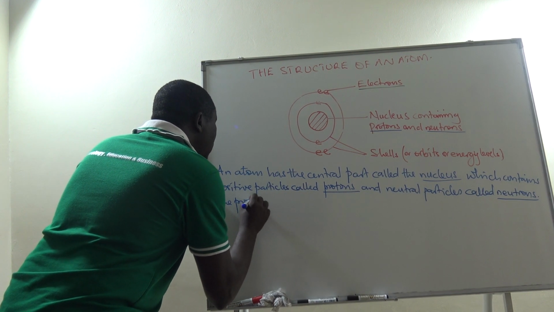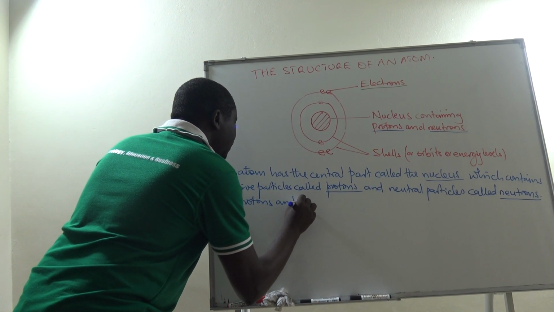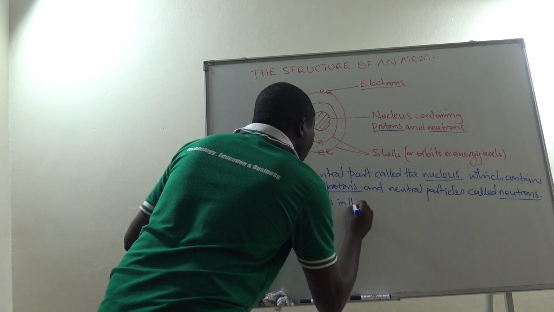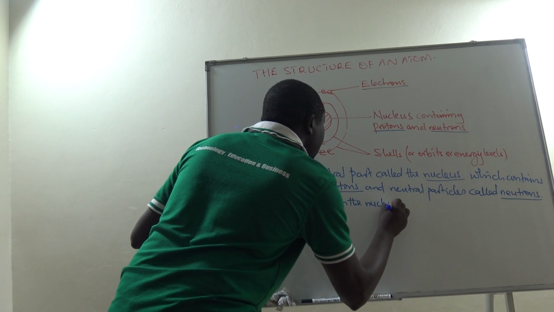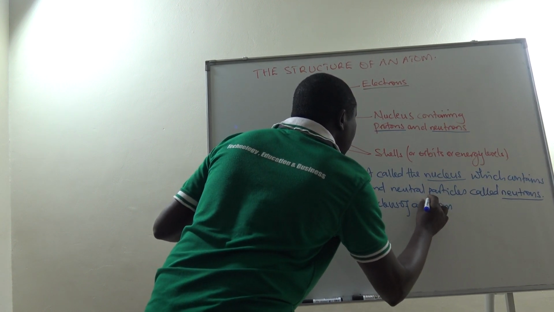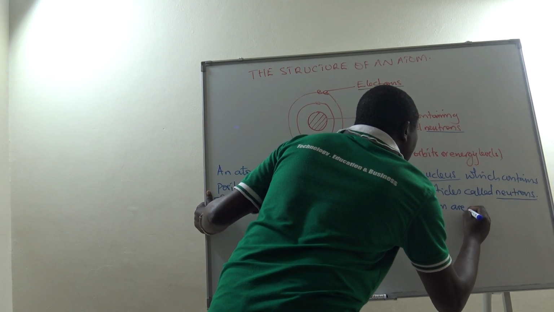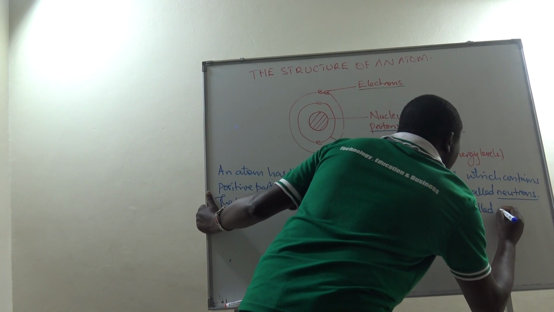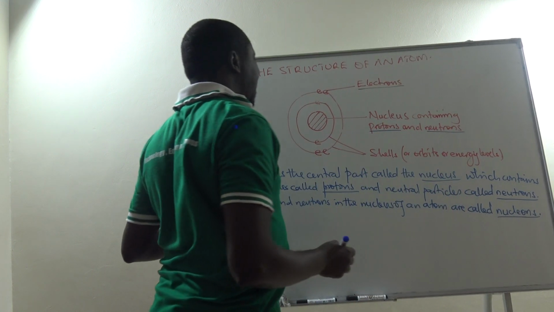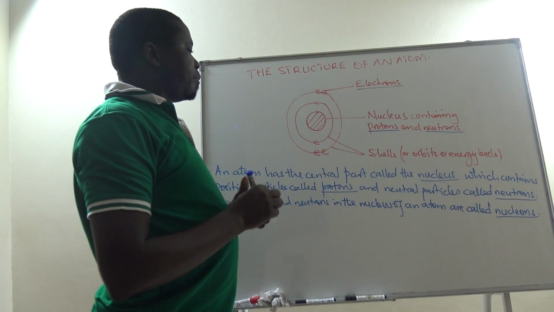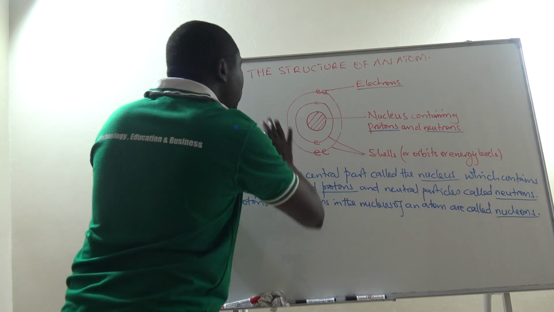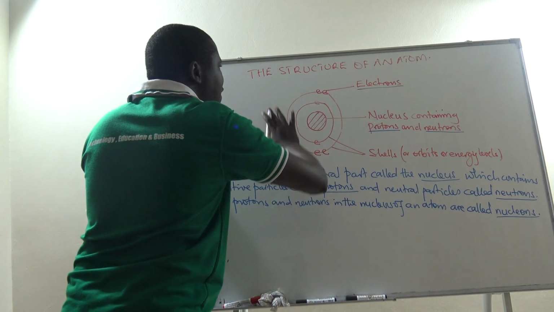So, the protons and neutrons in the nucleus of an atom are called, together they are called nucleons. Look at the spelling of nucleons. So the nucleons are the constituents of the nucleus. That is the protons and then the neutrons. So we are done with the central part. Let us look at also the electrons which are found outside the nucleus.